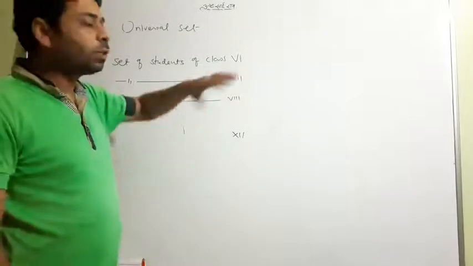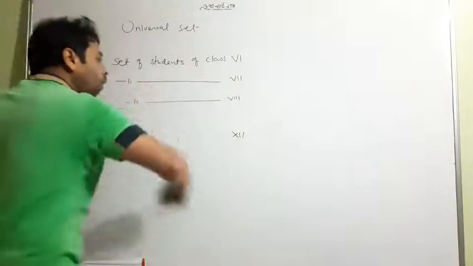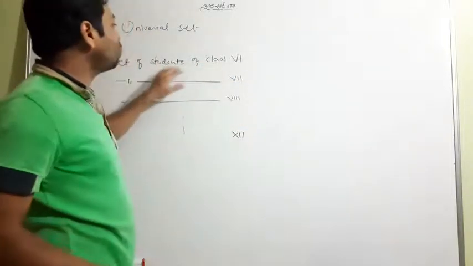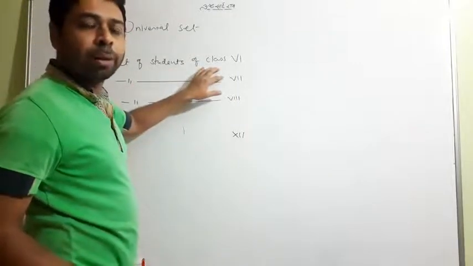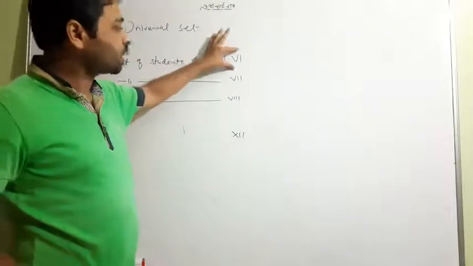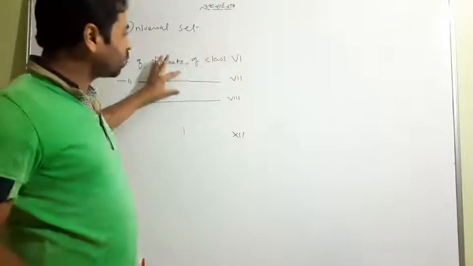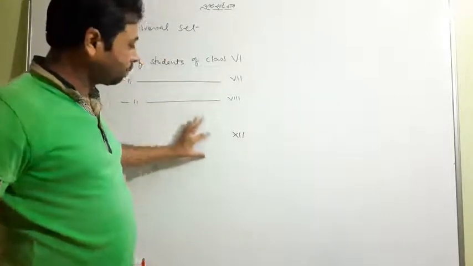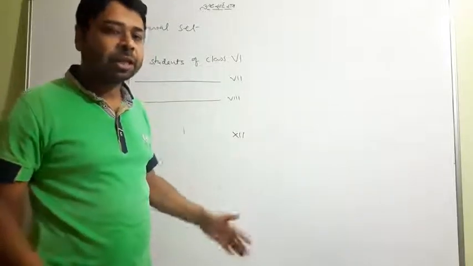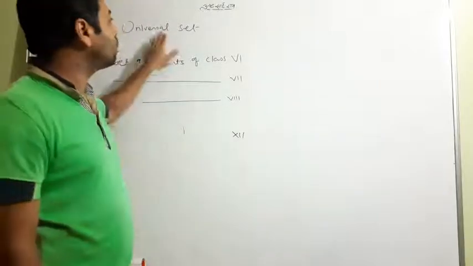If I just want to create one big set which includes all of them, I would say the set of students of my school. Getting my point? The set for the students of class 6, the set for the students of class 7, the set for the students of class 12. If we create one big set which can contain all these students in it, it will be called a universal set.